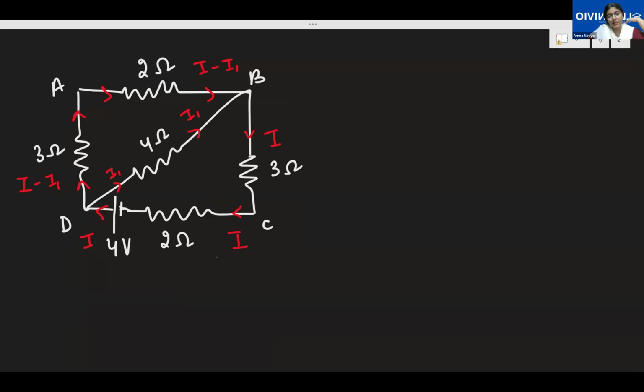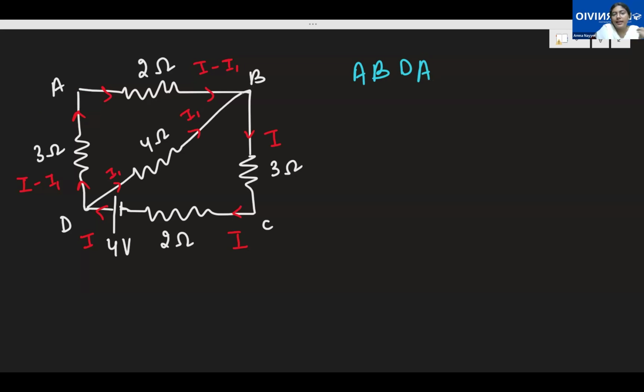Okay, so we are going to take two loops over here. Loops means closed surfaces. First loop is A to B to D to A. Remember one more thing: some of the examiners in CBSE cut marks in Kirchhoff's law for not writing the initial letter back.